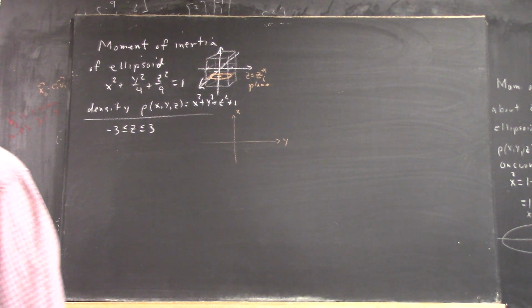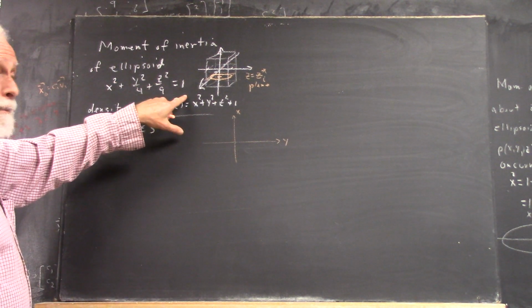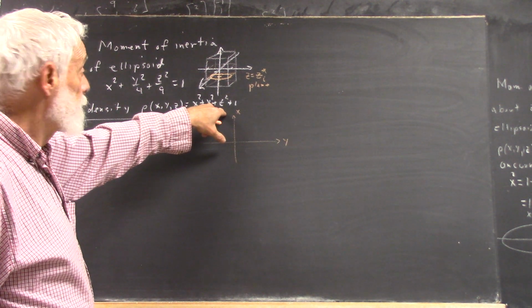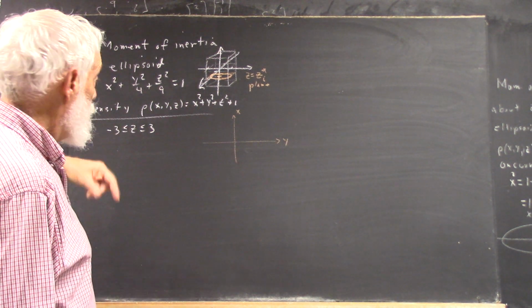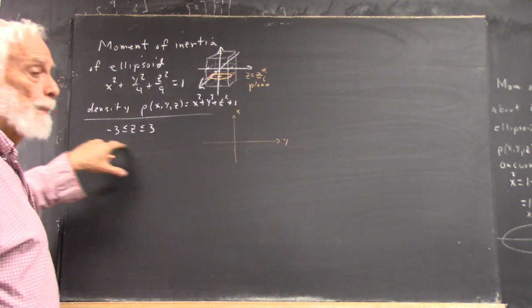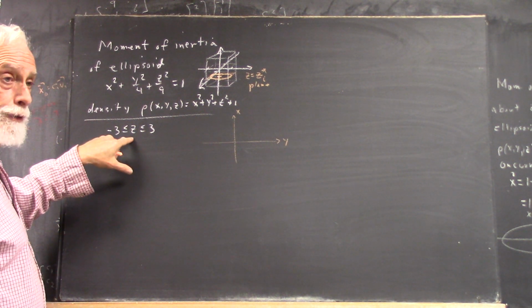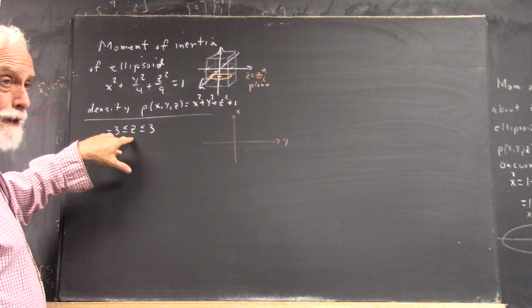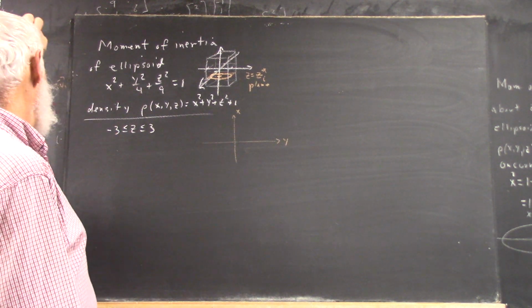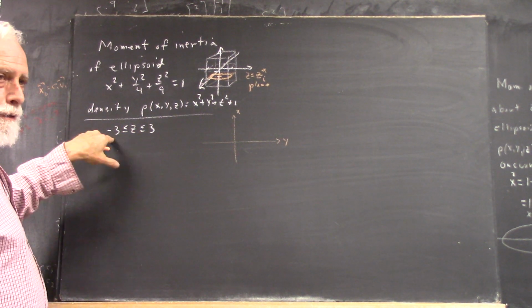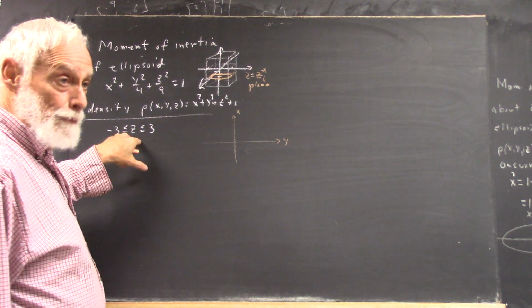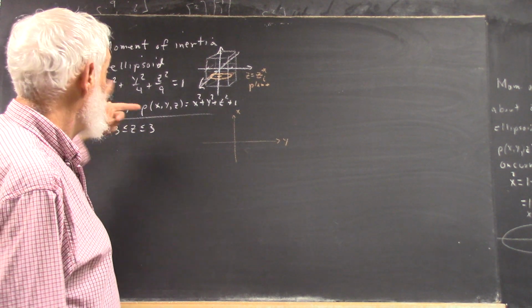Okay, so we want to find the moment of inertia of this ellipsoid with this density function. So you start partitioning. You choose to partition on your Z. Choose the fixed limits to be on Z. You could use X or Y.